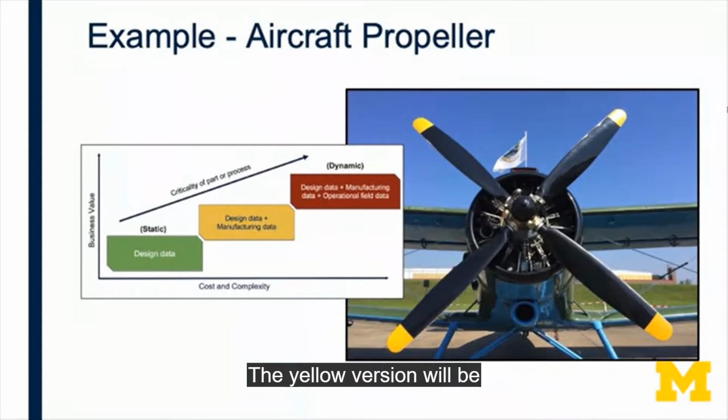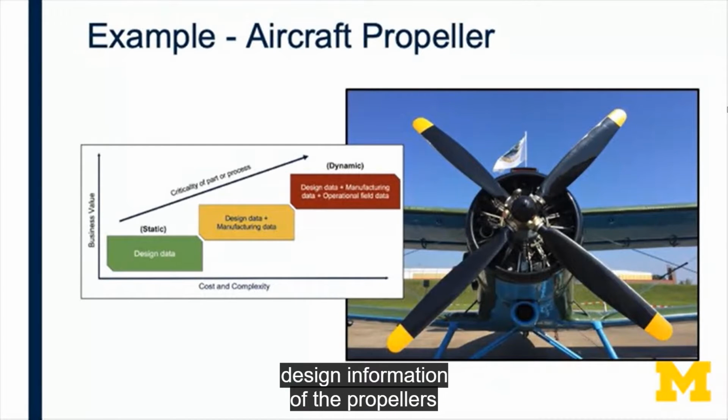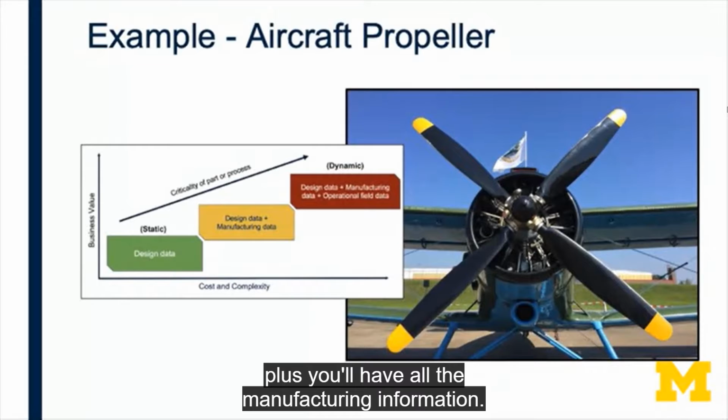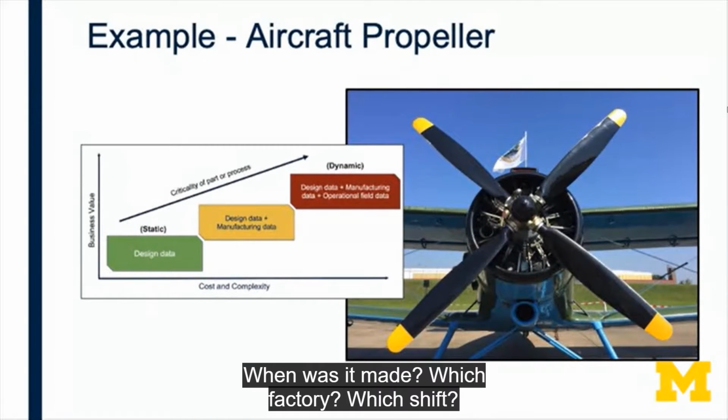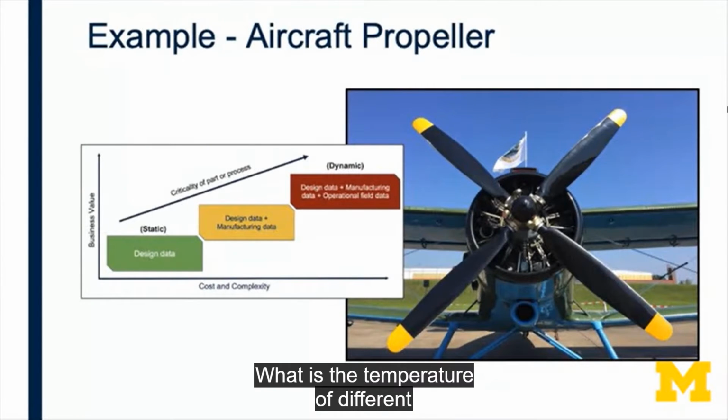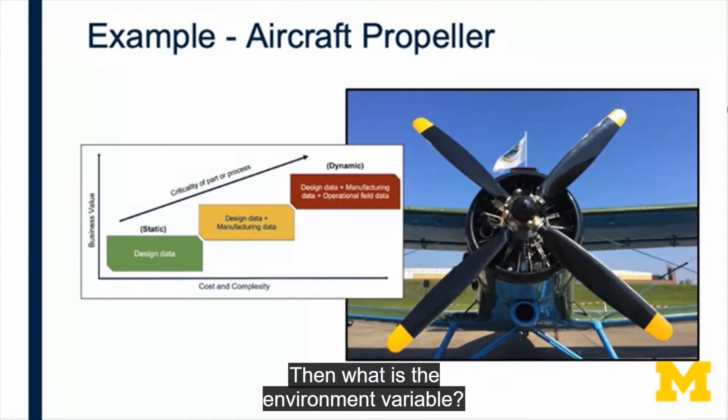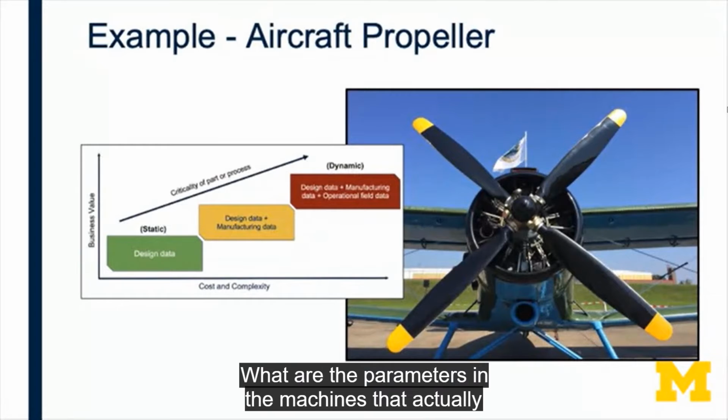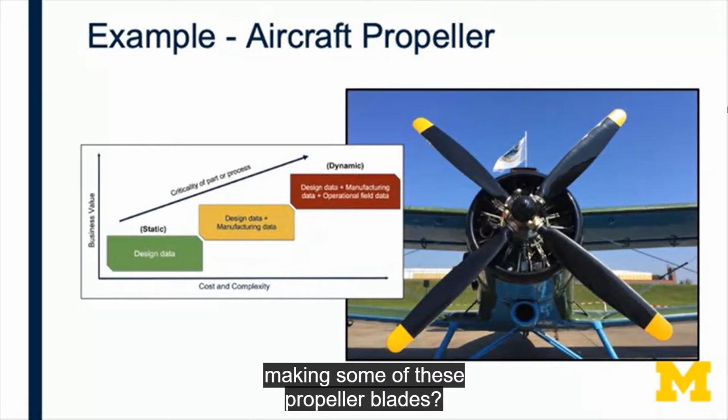And the yellow version will be the design information of the propellers, plus all the manufacturing information. When was it made, which factory, which shift, what is the temperature of the different metal alloys that were used, and what are the environmental variables and the parameters in the machines that are actually making some of these propeller blades.